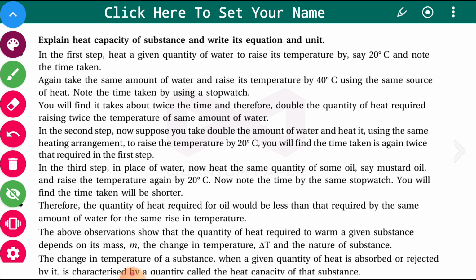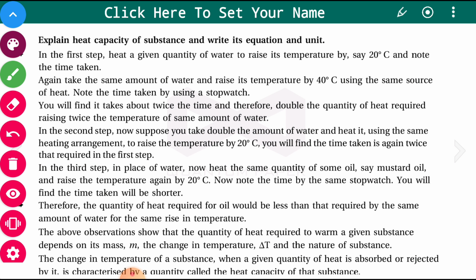In the second step, now suppose you take double the amount of water. Say initially you had taken 100 gram, now you are taking 200 gram. So you are doubling the amount of water. Now again you are increasing the temperature by 20 degrees Celsius. You will find the time taken is again twice that required in the first step. You change the temperature by 20 degrees Celsius only, and the amount of water is double, so naturally the time will be double.